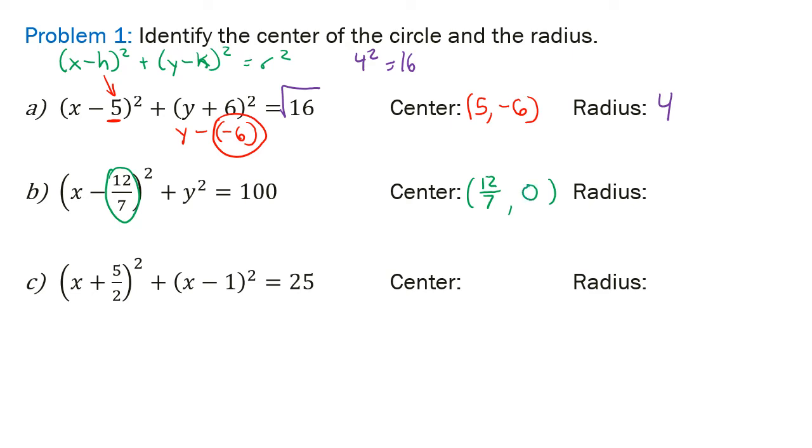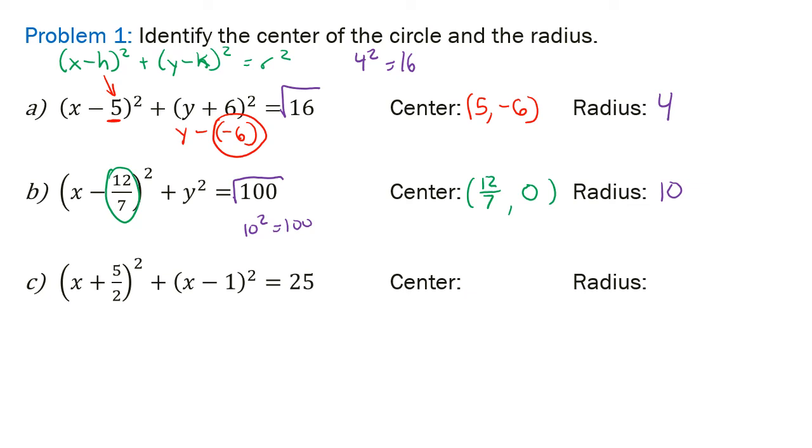Anytime you just see y squared in the equation of a circle, it's a 0. If you see x squared, then it's a 0. So it doesn't really matter whether it's on the y or the x. If it's just a y squared or an x squared, it is 0. Once again, radius. We take a look at the 100. We square root the 100. We get 10 because 10 squared is 100. So the radius is 10.